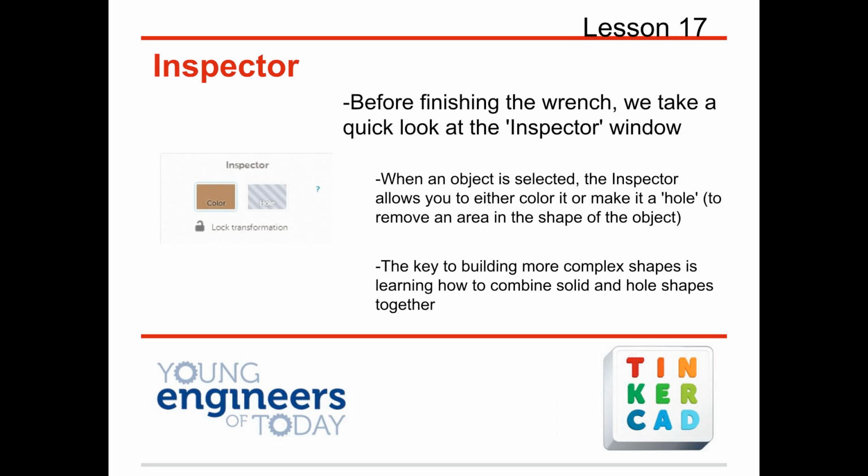Now, before finishing a wrench, we take a quick look in the inspector window. When an object is selected, the inspector allows you to either use the color, as I stated, or make a hole to remove the area of the shape. The key to building more complex shapes is learning how to combine solid and hole shapes together. As you start putting pieces together, it's learning when to group them and when to put holes in. That is the art of using Tinkercad, knowing those two things. Okay?